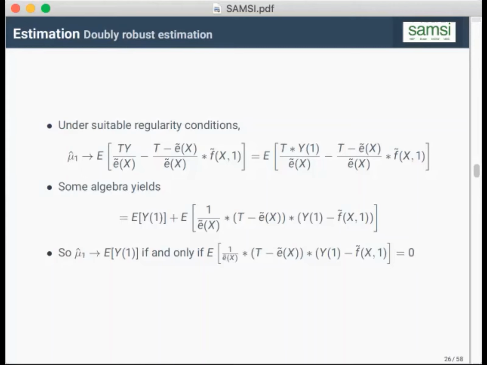And so the question is, when will this error term be 0? Mu1, our estimator of the expected potential outcome y1, will converge to what we want it to, the expected counterfactual y1, whenever this second term is equal to 0. So that's what we're going to look at next.